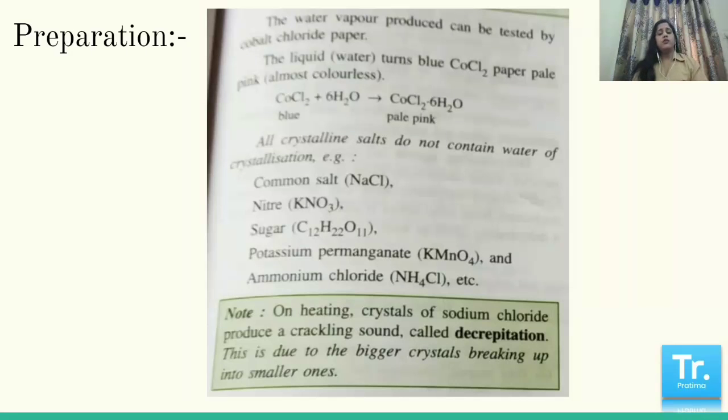If we come to the preparation which I was discussing with you just now, we get to know how water vapor is tested. We all know the blue copper sulfate turns pink with water, and there are some salts which do not have water of crystallization. They are common salt, nitre, sugar, potassium permanganate, ammonium chloride.